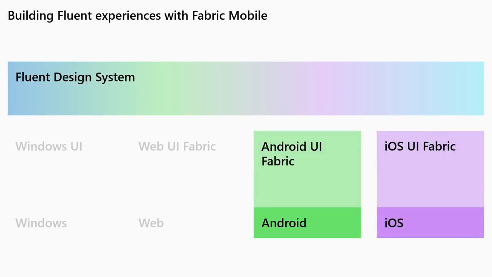So everything that I've just shown you is how you can leverage Fabric React to build Fluent experiences for web. Now, I want to show you how you can use Fabric iOS and Fabric Android to build native Fluent experiences for mobile platforms. Now, before we get to the code, you might be wondering, well, what does it mean to be Fluent on Android and iOS? Don't those platforms have their own look and feel?